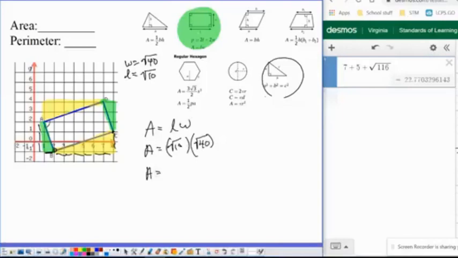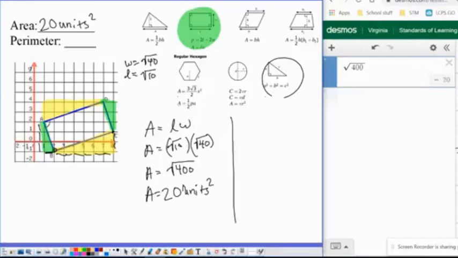And then I multiply what's underneath the radicals together, and I would get the square root of 400, which is a nice number of 20. So if you wanted to do the square root of 400, then you see that you get an answer of 20. And that's going to be my area, and that's going to be 20 units squared. So 20 units squared, and that's my area.